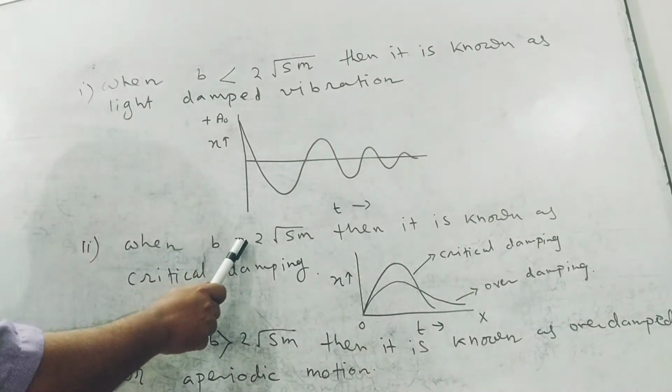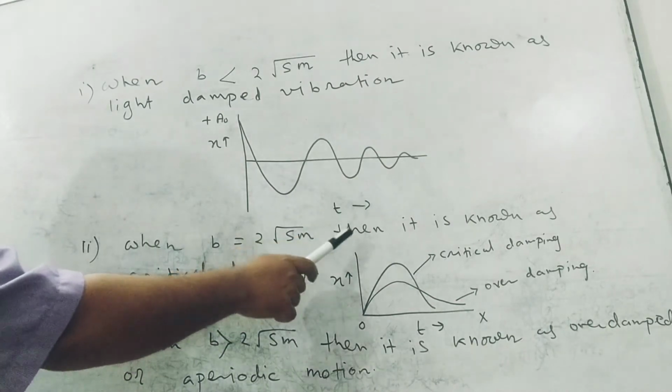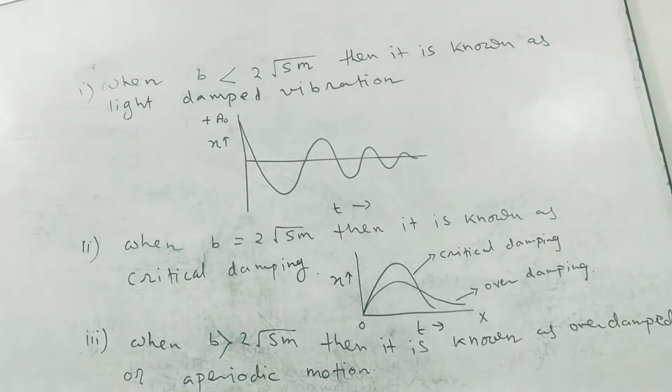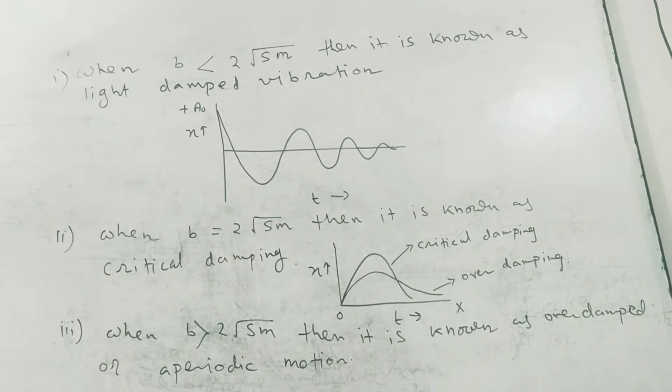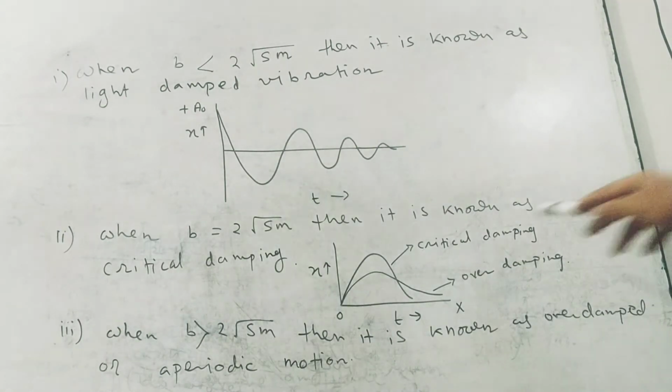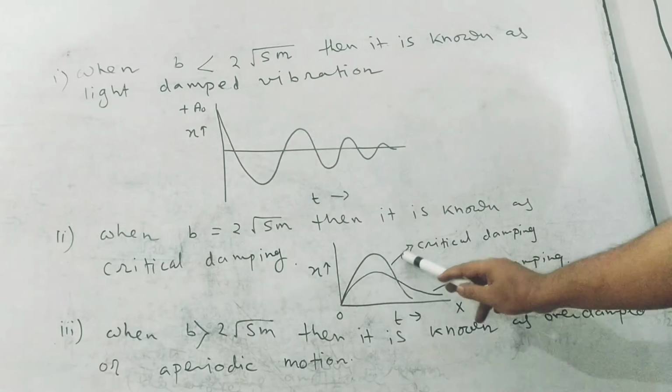When b is equal to 2 root over of sm, then it is known as critical damping. In this case, the body or particle moves from its maximum amplitude to its mean position in minimum time. This graph shows the critical damping.